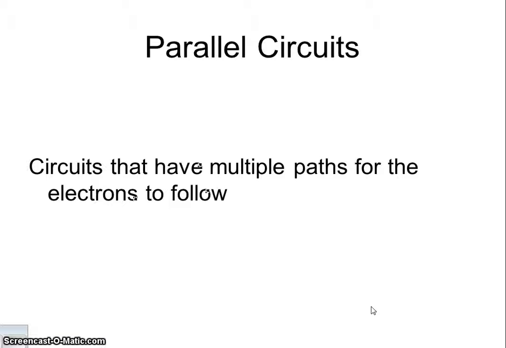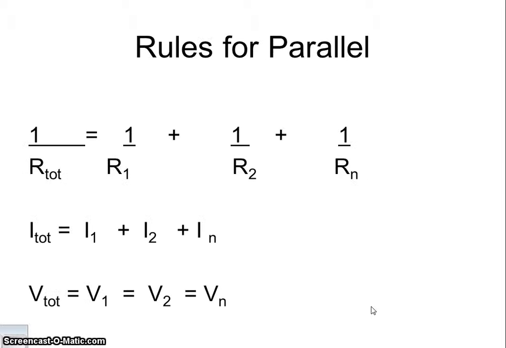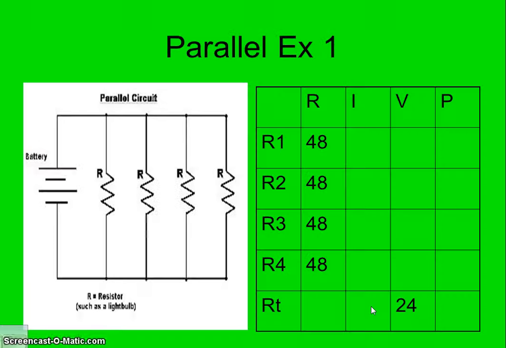The next type we have is parallel circuits. Now these are just a little bit harder. Not that they're bad, but they're a little bit different. Alright, these are circuits that have multiple paths for electrons to flow. Alright, and let me show you, these are going to be the equations we're going to use, and I'm going to explain those. Alright, this is what a parallel circuit looks like.